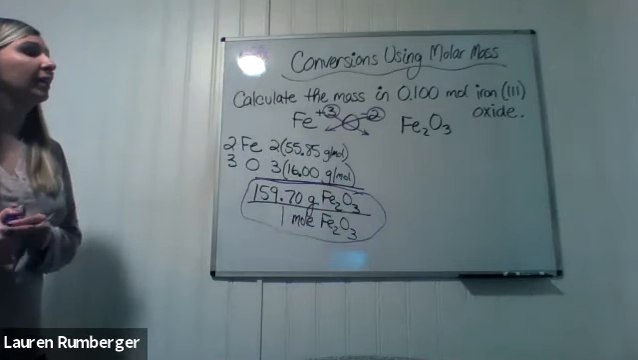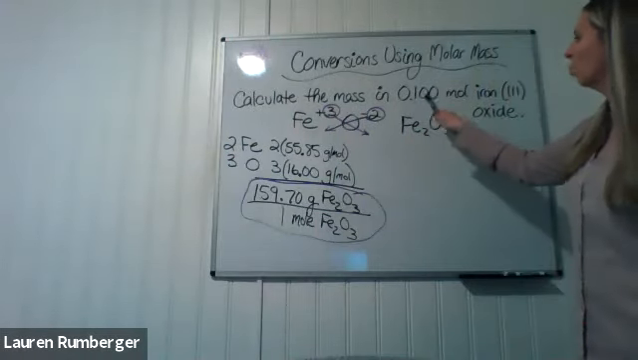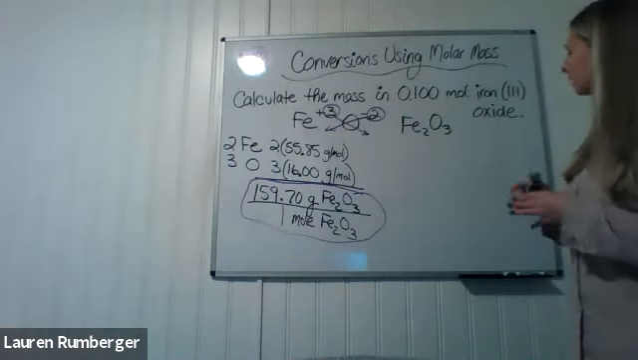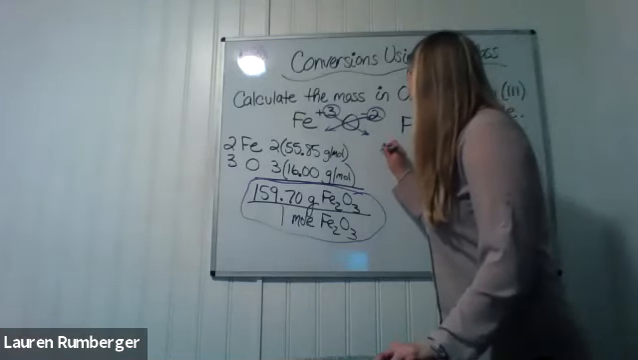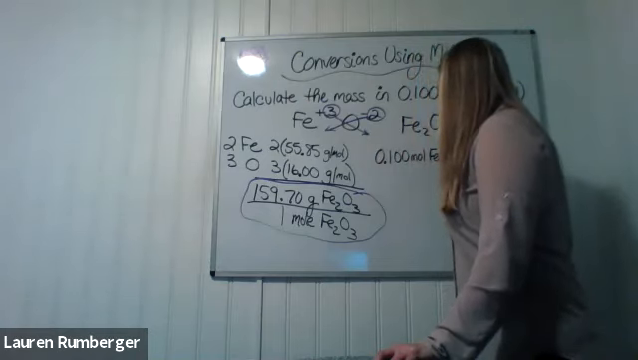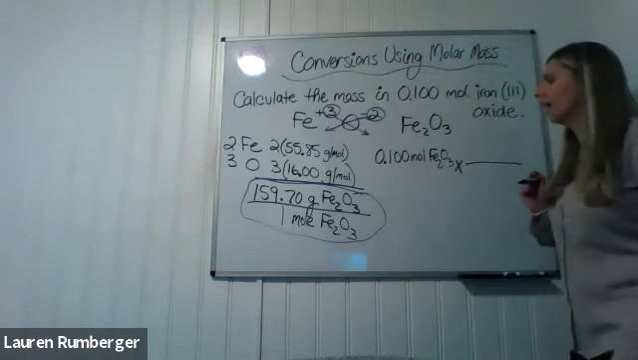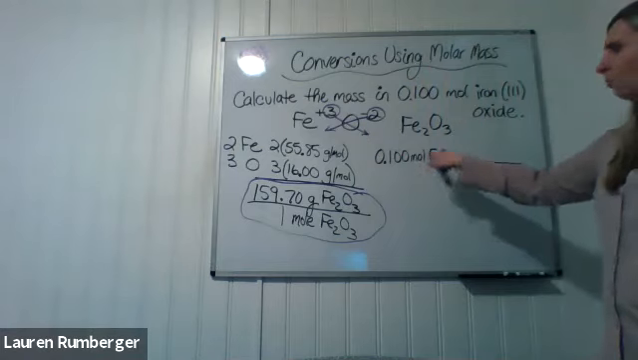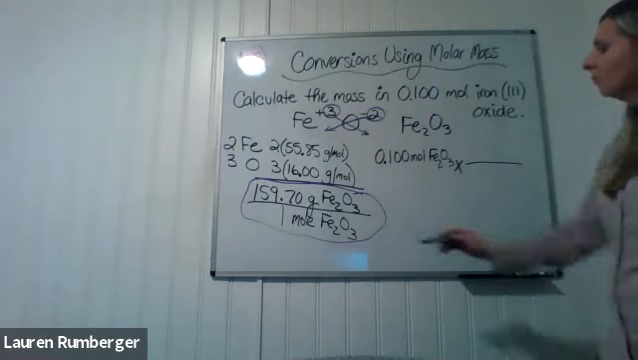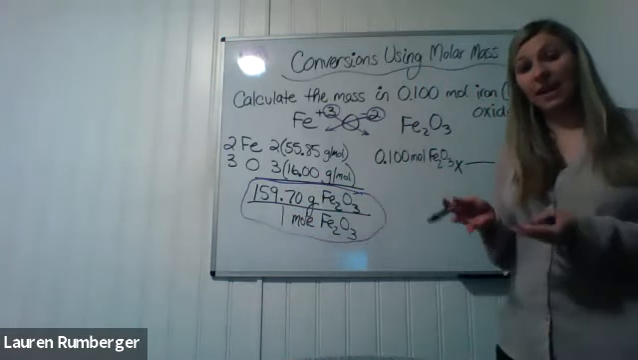So now let's see what is our given value in our problem. Our given value is 0.100 moles of iron 3 oxide. Okay? So we're going to start with that. 0.100 moles of Fe2O3. And we're going to multiply this by the conversion factor. If we're starting with moles and we want to convert to grams, we need to cancel the moles in the denominator. As the conversion factor is written here, we have moles in the bottom. So we're going to leave it as is.